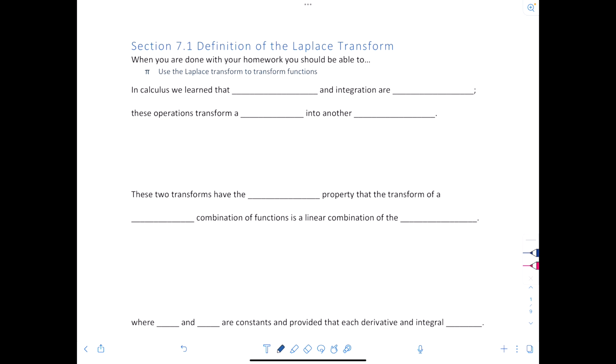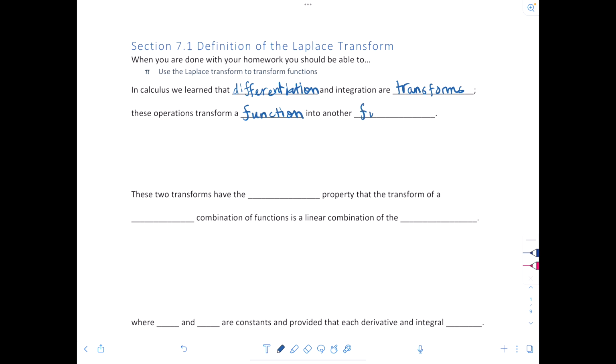Today we're looking at the definition of the Laplace transform. This is from section 7.1 of the Zill Intro to Differential Equations text. So in calculus, we learned that differentiation and integration are transforms. These operations transform a function into another function.